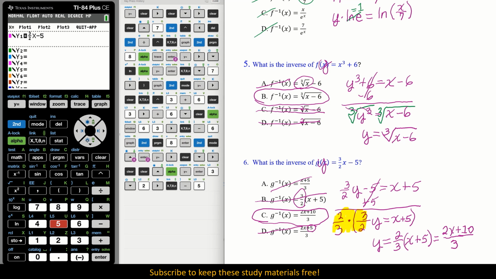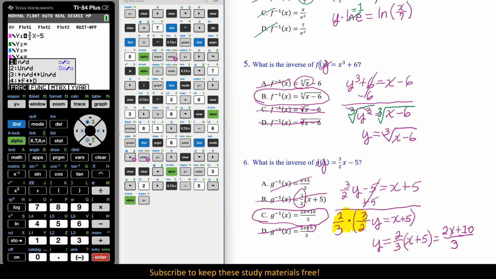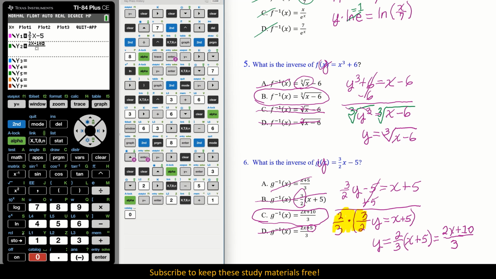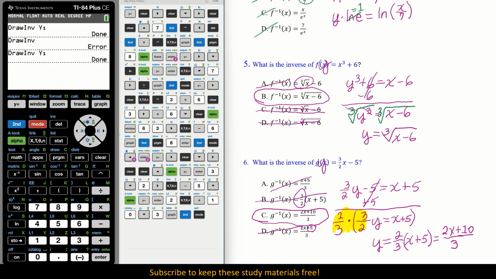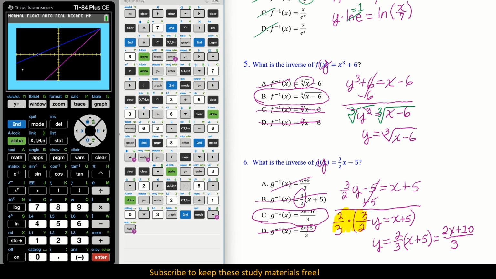So now we know what to enter to check. So we need to go back and get alpha, y equals to get a fraction. So number 1's what we want. And we need 2x plus the 10 over 3. Okay. Now let's graph that. Okay. All right. I'm going to back out. I'm going to go second mode. And I'm going to go up and grab the draw inverse that we needed. Okay. Make my life a little easier. And there you go. See how that blue went right on top of it? That verifies that C is the correct option.